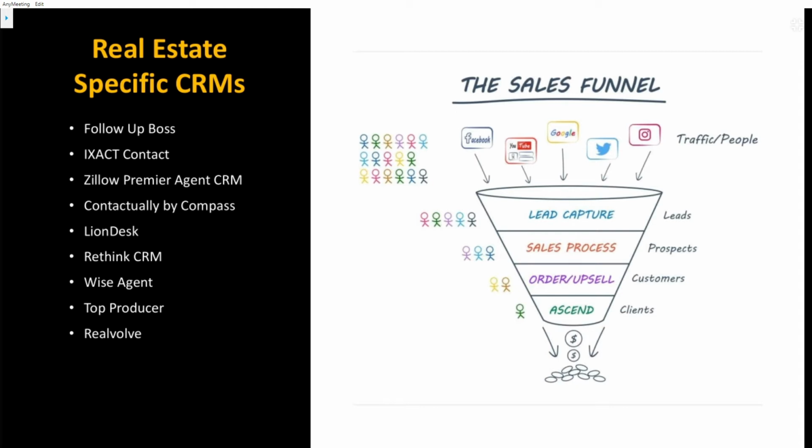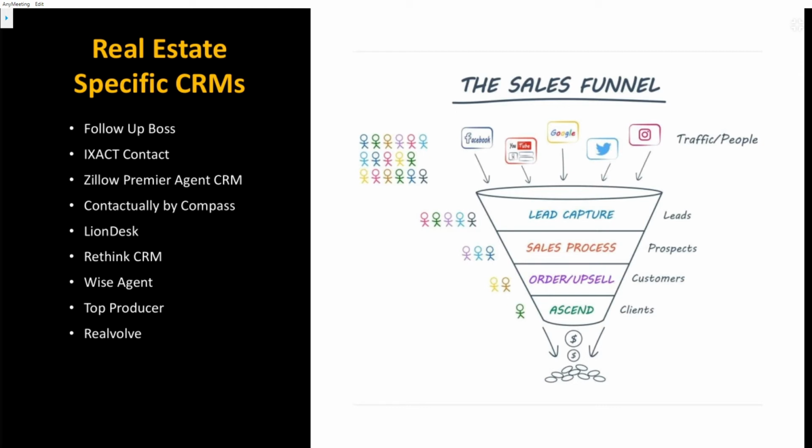Then there's, of course, the Zillow Premier Agent. It's more popular in the US, but there are some agents here. Zillow is a pay-per-click sort of campaign that you can create through Zillow. Contactually is another one, by Compass. That's one that a lot of real estate people use, even though it's not geared 100% to the real estate agent. It's geared mostly to anybody who needs a database, any salespeople that need it.